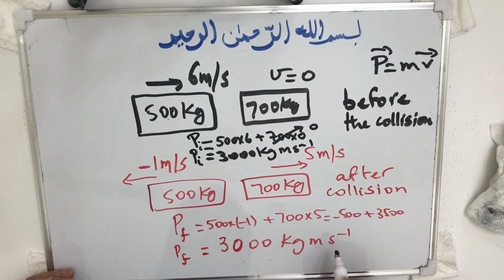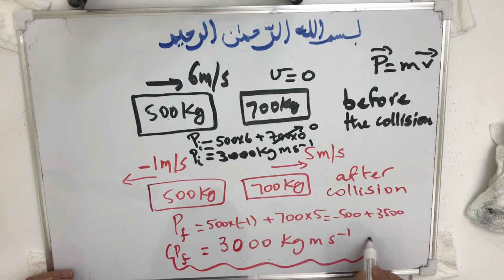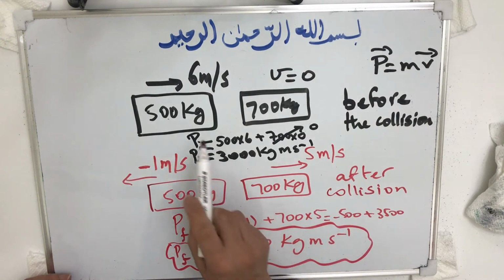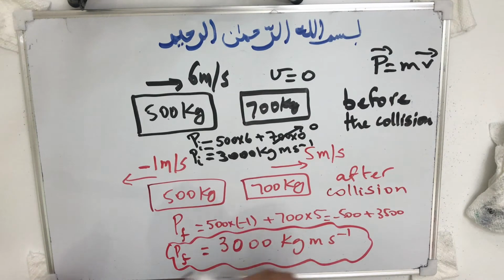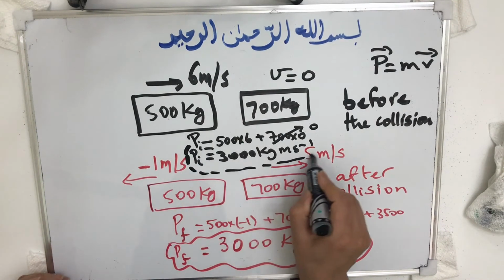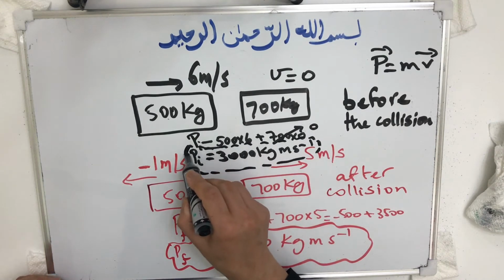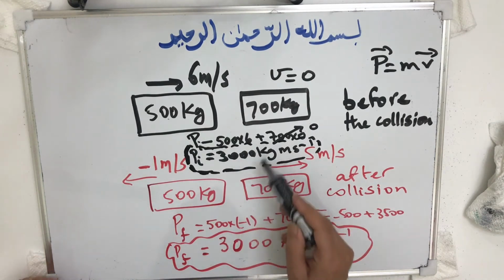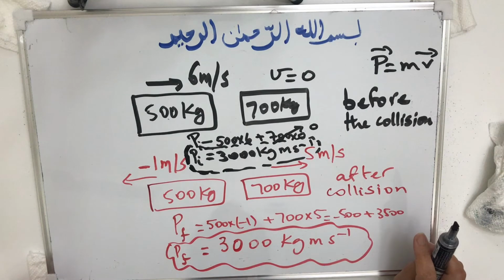3,000 kilogram meters per second. And so you see that the P final of the system consisting of the two trains is the same as the P initial of the system consisting of the two trains, 3,000 kilogram meters per second.